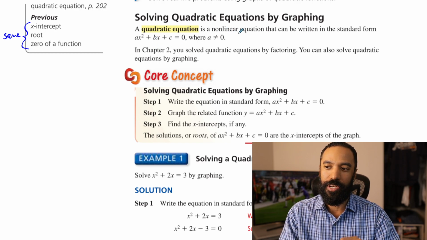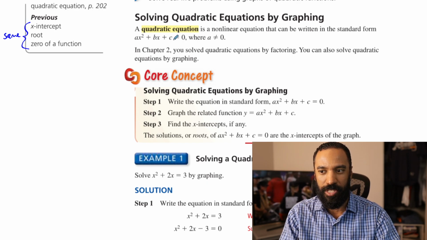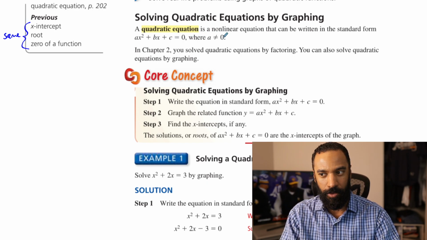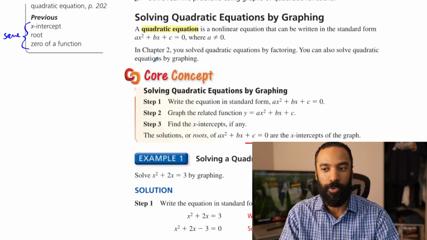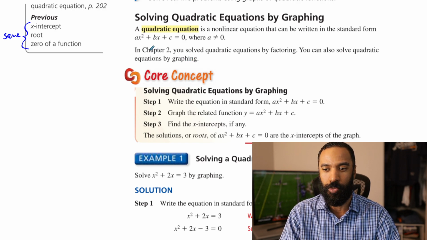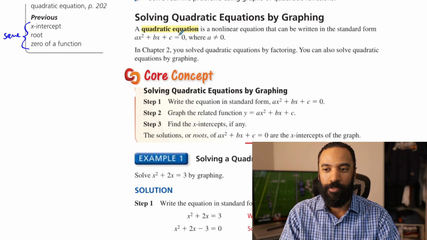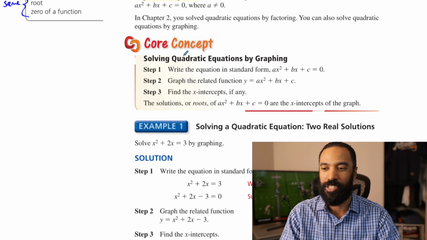A quadratic equation is a nonlinear equation that can be written in the standard form ax squared plus bx plus c equals 0, where a doesn't equal 0. In Chapter 2, we solve by factoring. You can also solve quadratic equations by graphing. And there are going to be a lot of other methods that we choose, but seeing the visual graph is going to be fantastic. So, what value of x gets us 0 is the question that is often asked in this section.